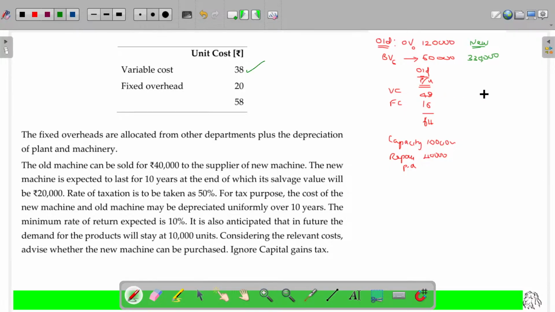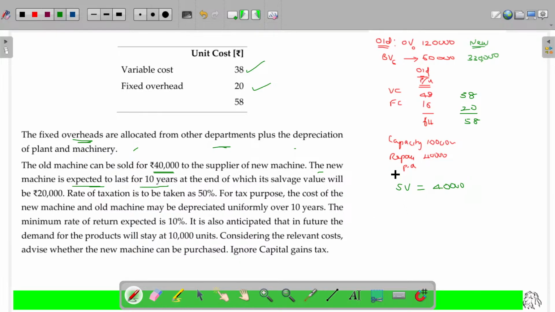In case of the new machine, the variable cost is 38, fixed cost 20, the overall cost being only 58. The fixed overheads are allocated from the other departments plus depreciation of the plant and machinery. Of course, this includes the depreciation also. The old machine can be sold for rupees 40,000 to the supplier of the new machine. So in case of replacement, by selling it you will get 40,000 rupees.